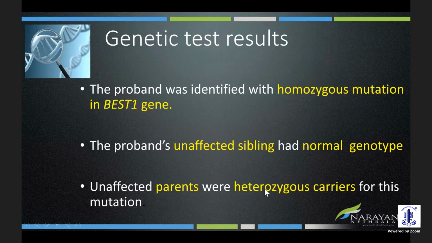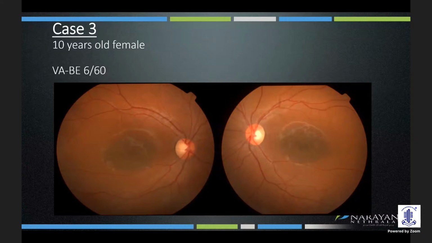So this is very important. That means they were carrying one normal copy and one abnormal copy, whereas the son inherited one abnormal copy from each parent. That's the reason he's manifesting the disease in a severe way. Is that fine? So that's about the dominant and the recessive disease, where I took an example of the Best disease. Let me go through one more case example, where this was a 10-year-old female with a vision of 6 by 60.